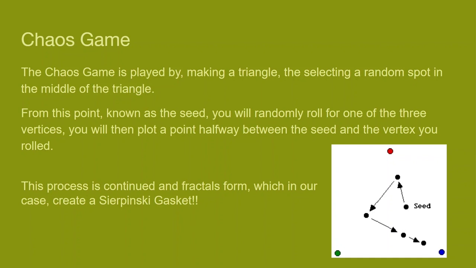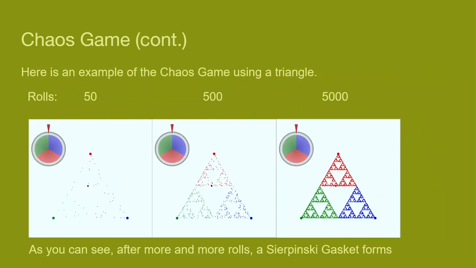From that point, you're going to roll for one of the 3 vertices, and then plot the midpoint between those two points. You might be telling yourself, well, this doesn't look like Sierpinski's gasket. What is this? Well, that's because you have to play multiple stages to actually see the fractals form.